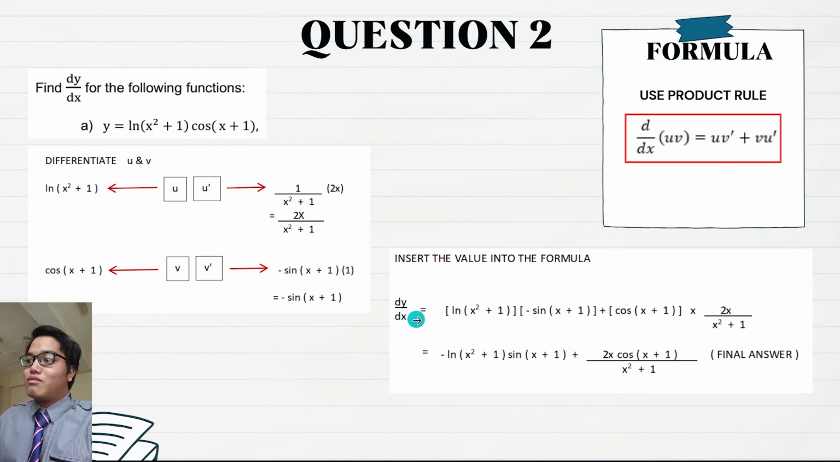And we can see here, after we insert it, we will get dy over dx equals ln(x power of 2 plus 1) times negative sin(x plus 1) plus cos(x plus 1) multiplied by 2x over x power of 2 plus 1, and we need to simplify all of them. The final answer we will get is negative ln(x power of 2 plus 1) sin(x plus 1) plus 2x cos(x plus 1) over x power of 2 plus 1.